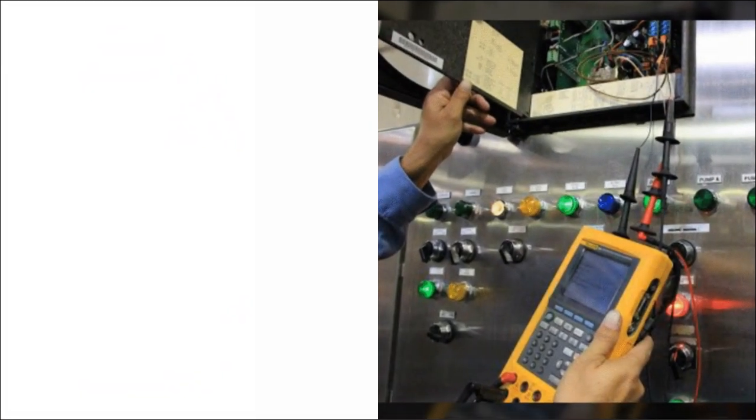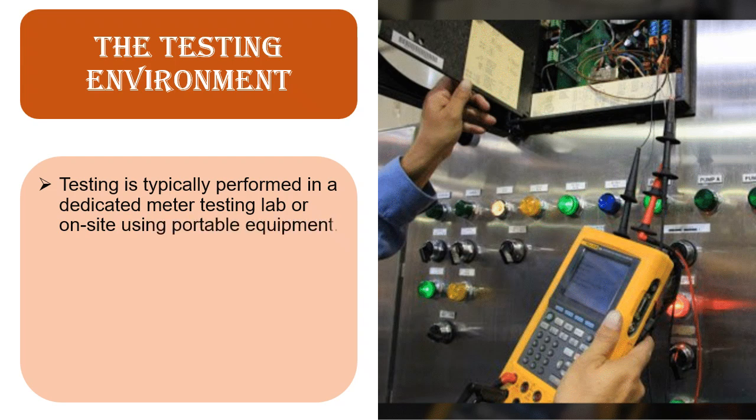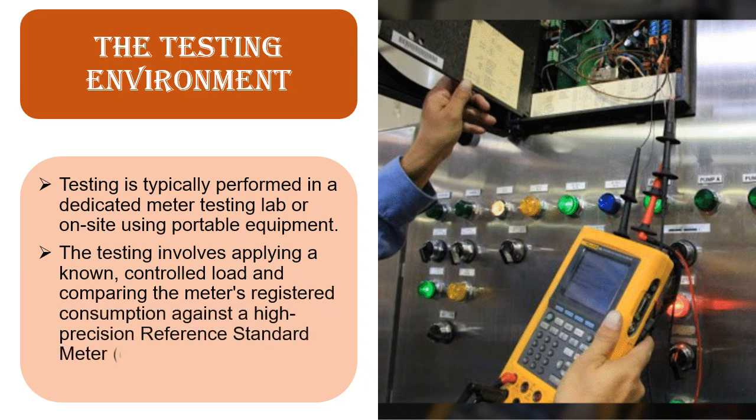The testing environment. Testing is typically performed in a dedicated meter testing lab or on-site using portable equipment. The testing involves applying a known, controlled load and comparing the meter's registered consumption against a high-precision reference standard meter, often called a master meter.